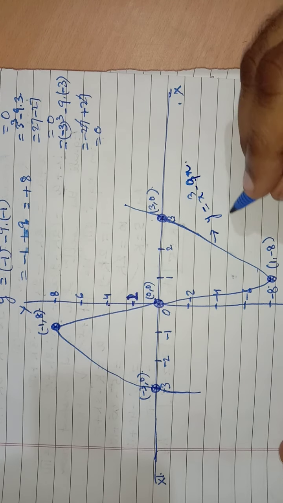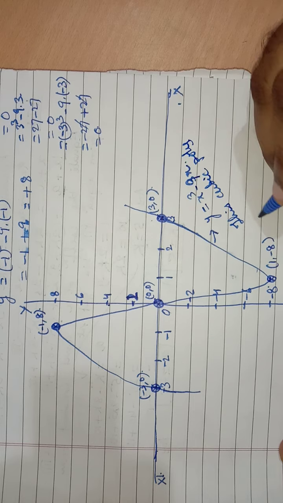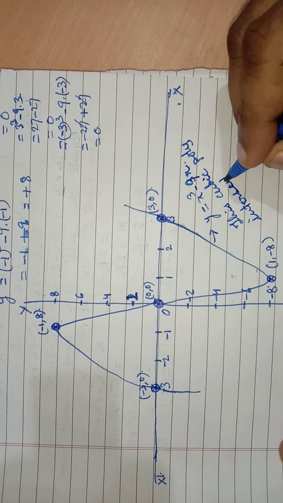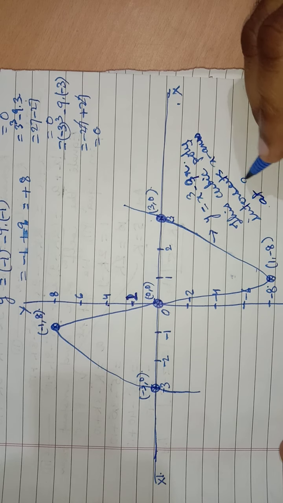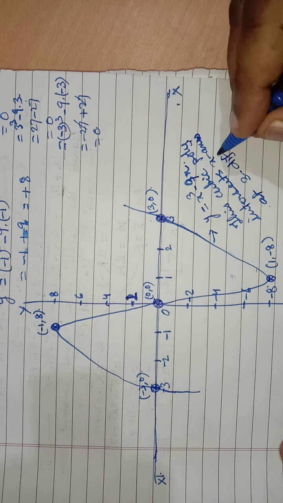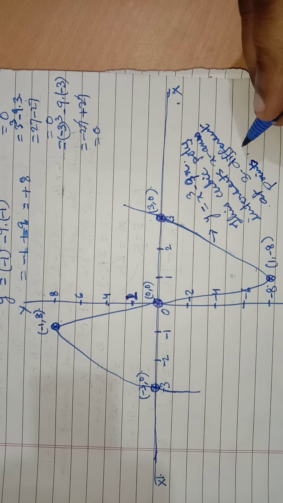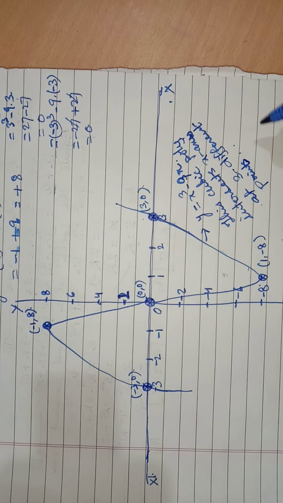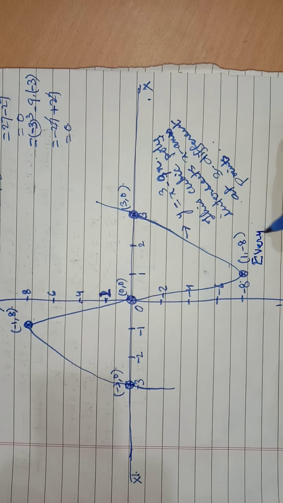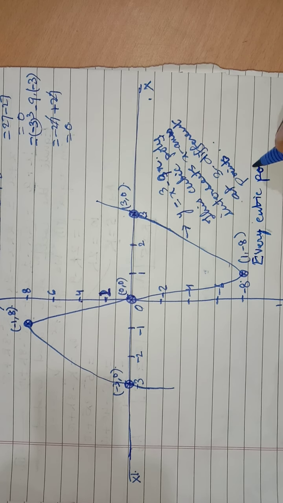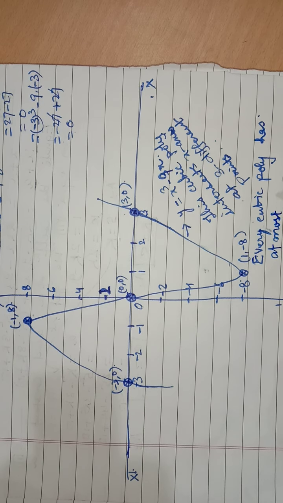So this cubic polynomial intersects the x-axis at 3 different points. Therefore it has 3 zeros. So every cubic polynomial has at most 3 zeros.